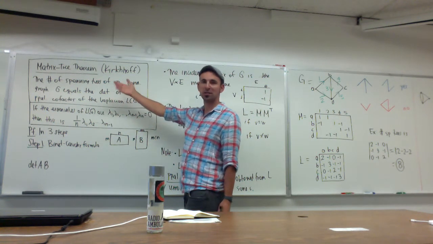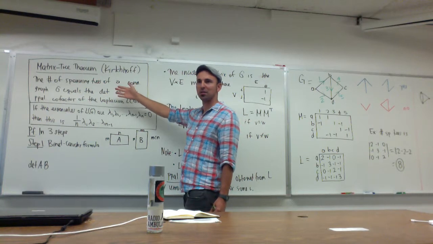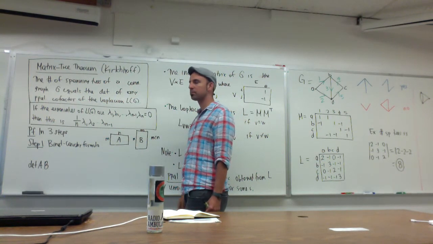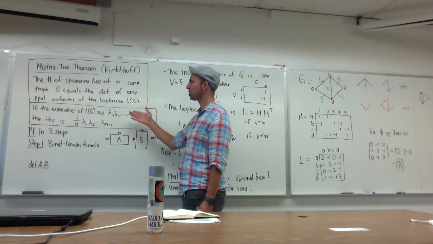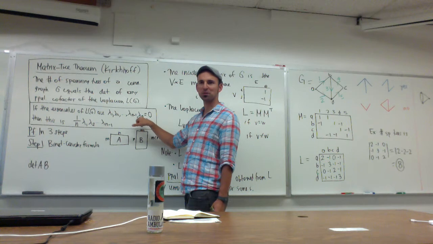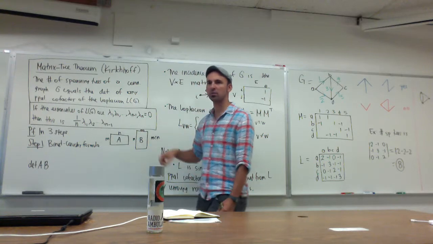Because if the graph is connected, then it has spanning trees. And if it has spanning trees, then this is non-zero. Actually, it's possible to show that for any graph, the number of zeros is the number of connected components of the graph. So because our graph is connected, I only have one zero here.